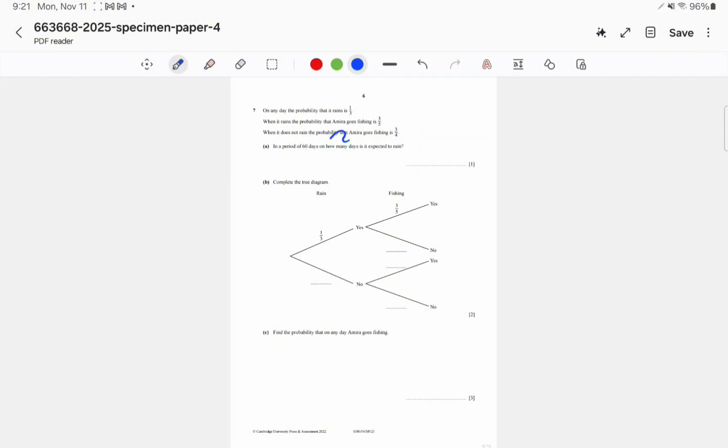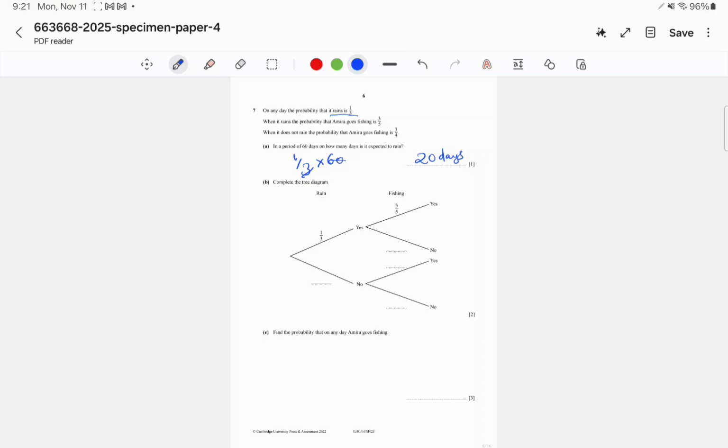First question: in a period of 60 days, on how many days is it expected to rain? So how will we do it? The probability of raining is 1 by 3, they have given. For 60 days they have asked, so 1 by 3 into 60, so it is 20. It is expected to rain on 20 days.